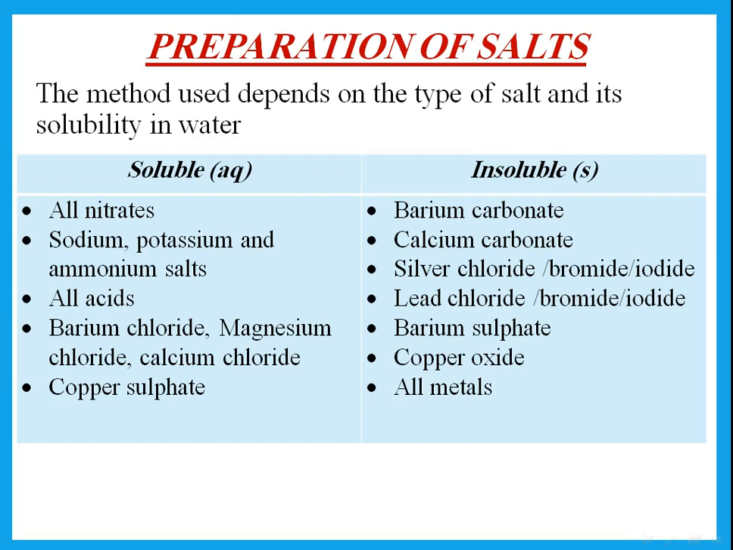Silver halides, silver chloride, silver bromide, silver iodide, are all not soluble in water. So they form a precipitate when they're formed in a reaction. Lead chloride, lead bromide, lead iodide are all not soluble. Barium sulfate, we're going to be talking about it, is not soluble. Copper oxide is not soluble. You should actually know that copper oxide is a black solid. And of course, all metals do not dissolve in water. So this is basic, you need to know.